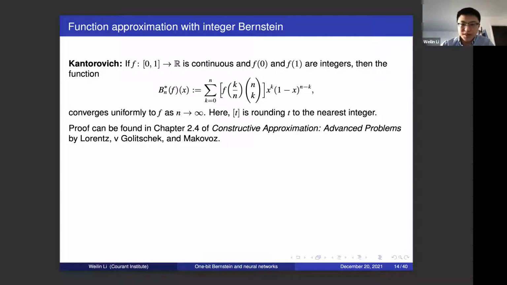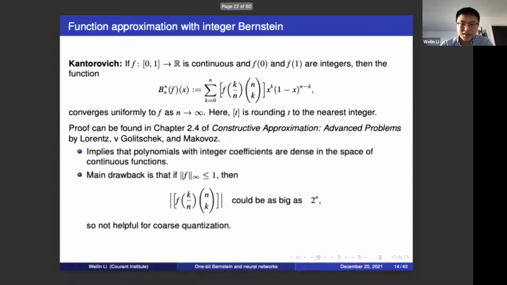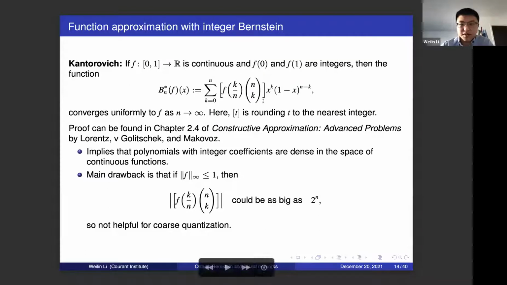Okay, so what goes wrong here? It turns out it's not helpful for us. It's a nice result because it implies that polynomials with integer coefficients are dense in the space of continuous functions. I mean, it's quite nice in that sense. But the main drawback is that if we actually look at these integers that we would need to use in this scheme, they could be extremely large.